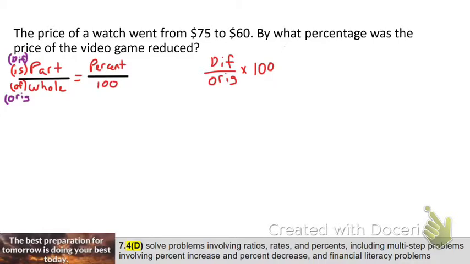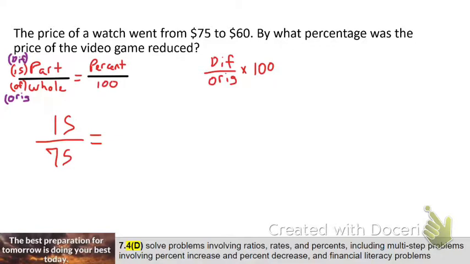So, how do we find a difference? If something went from $75 to $60, what is the difference? We find a difference by subtracting. The difference in price here was $15. So that's the difference. But what was the original price? Was the original price $75 or $60? In this case, ladies and gentlemen, the original price was $75, because they're saying it went from. So it started off at $75, but was discounted, or marked down, to $60. And so we've already filled out that part.